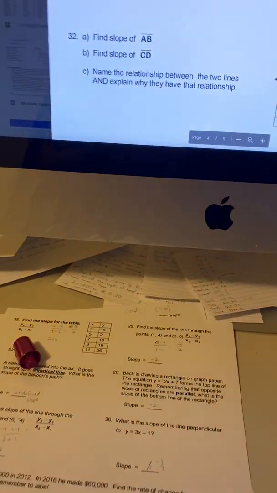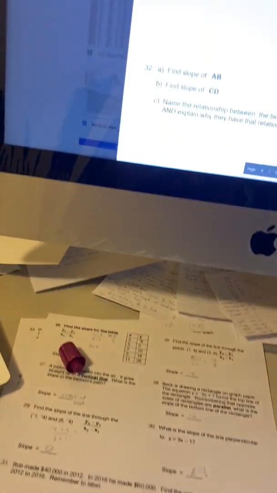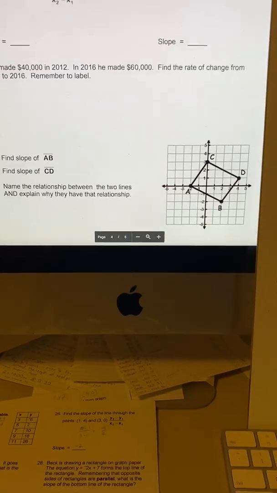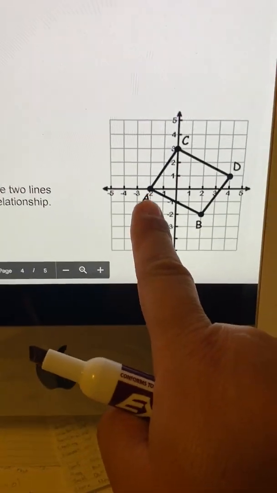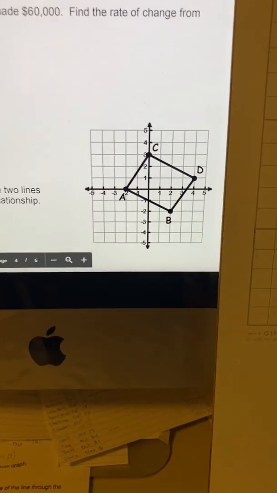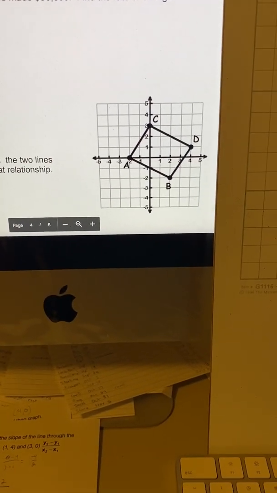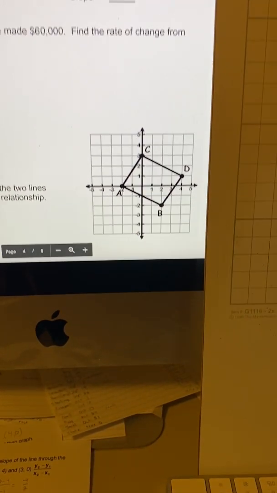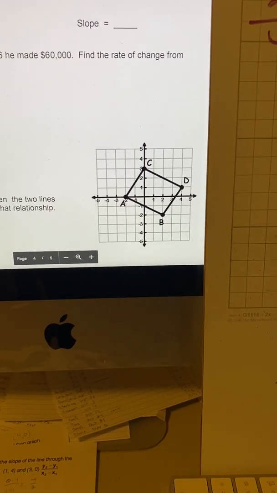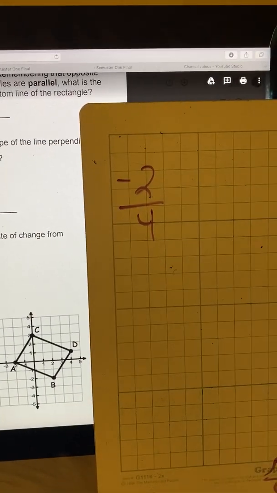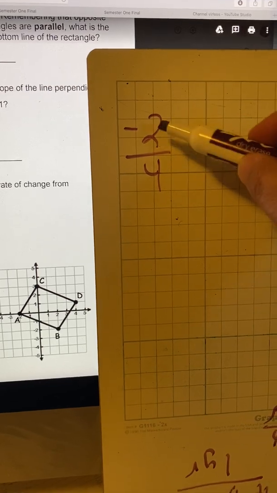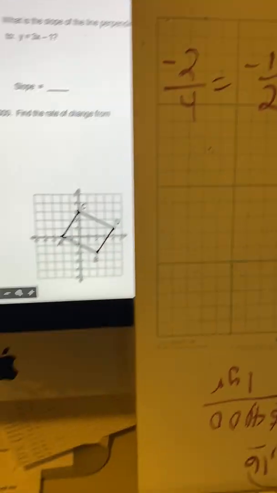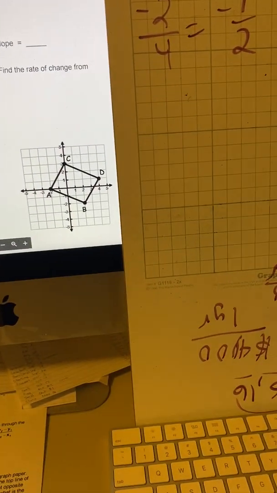Number 32. They want you to find the slope of line AB, which is this one right here. There's a bunch of different ways you could do it. You could use the points -2, 0, and 2, -2, and find the slope of it. Or you could just count the rise over the run. Down 2, right 1, 2, 3, 4. Down 2, right 4. That's the slope of AB. Rise over run. Up or down over left or right. That reduces to -1/2. Some of you forgot to reduce the fraction there.